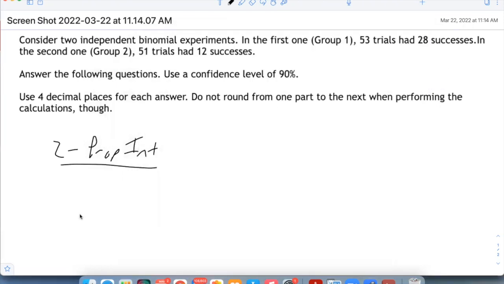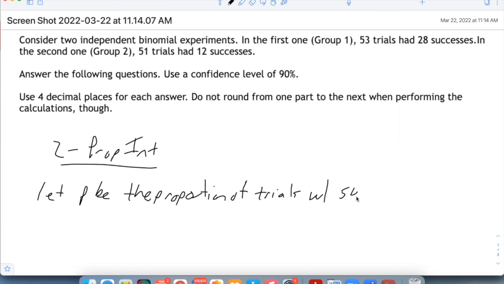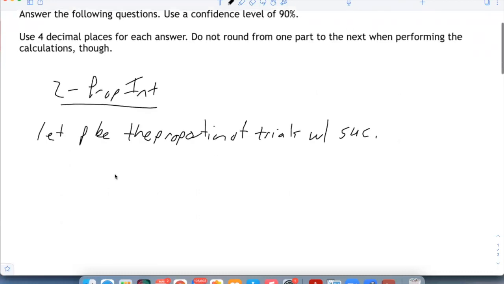Okay, but we're going to write this one out in its entirety. We're going to start with let P be the proportion of, well, this is kind of a word or a math problem, right? They don't tell us what success is. They don't tell us what our population is. So I guess trials that had successes. Okay, and then we're going to have 2 groups, group 1 and group 2.